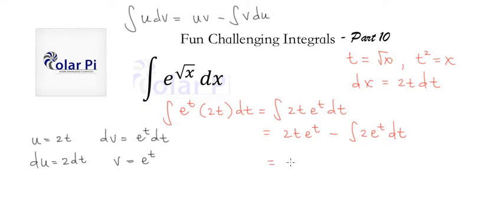Okay, so we've got 2t e to the t minus 2 e to the t, and then of course plus c. And the last thing we have to do, of course, is substitute back what we claimed was t right here, root x, and our final answer: 2 root x e to the root x minus 2 e to the root x plus c.